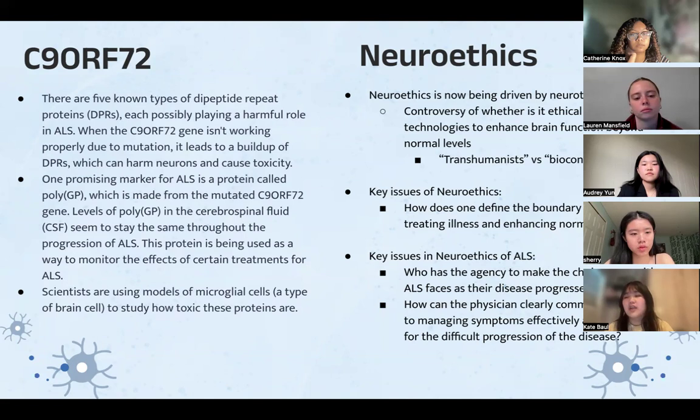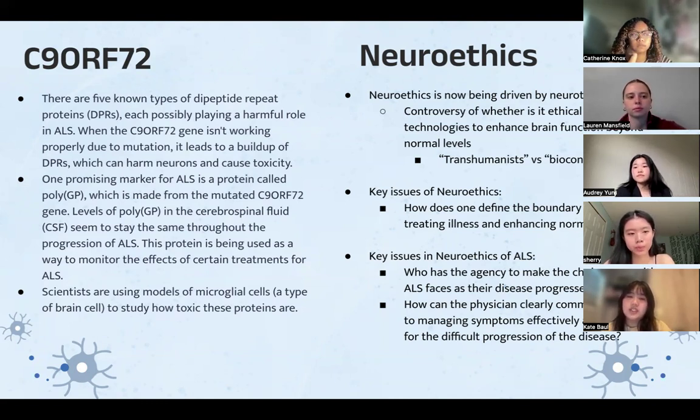And then focusing on neuroethics. The evolving field of neuroethics, as it is now being driven by neurotechnologies, comes with controversy over whether it is ethical to use these technologies to enhance brain function beyond normal levels. This can be seen between transhumanists, who support the usage of technology, versus bioconservatives, who don't want to manipulate human biology through this method.